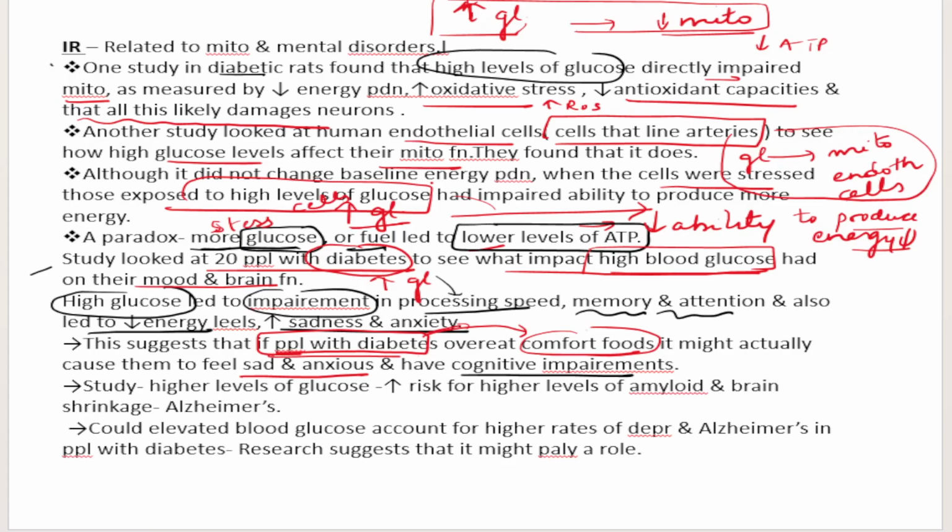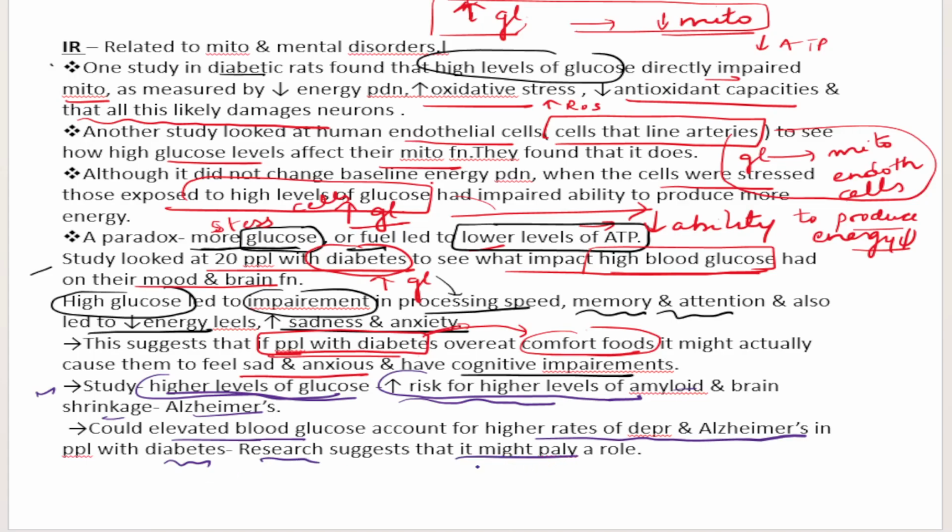So this is another study which proves that higher levels of glucose are increasing the risk for higher levels of amyloid and brain shrinkage leading to Alzheimer's disease. So could elevated or higher levels of blood glucose account for higher rates of depression and Alzheimer's disease in people with diabetes? Research suggests that this might play a role. So we can see the problems with high levels of glucose.